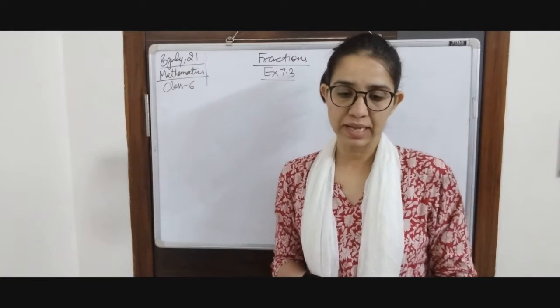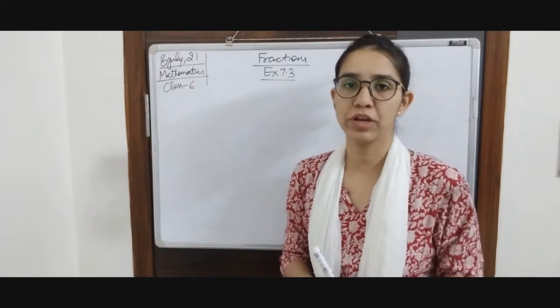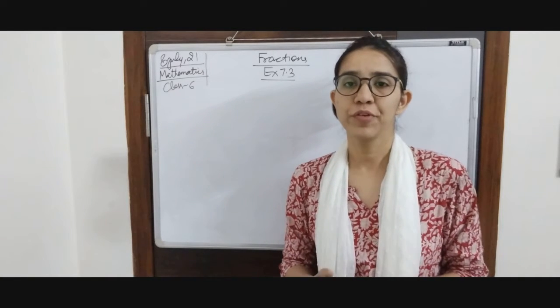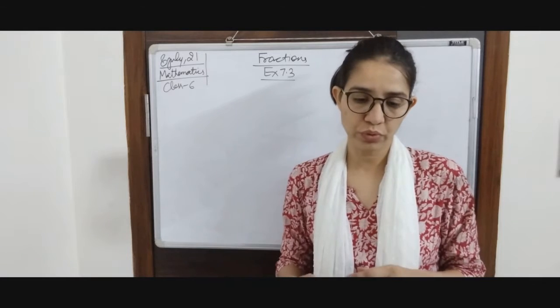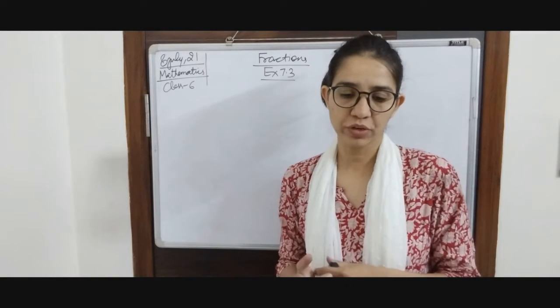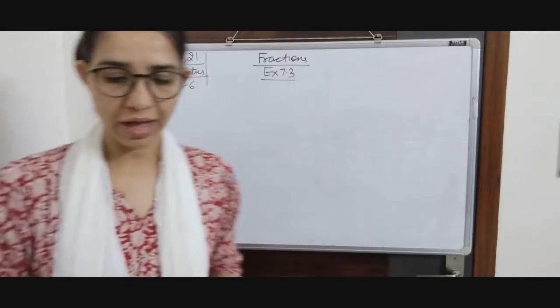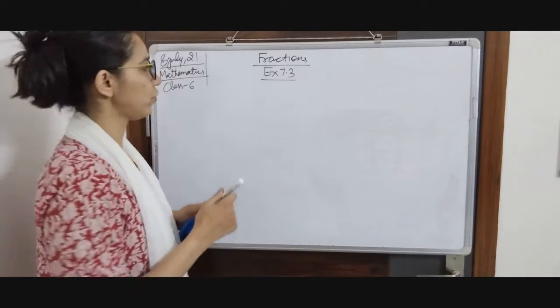In our previous class, we started with equivalent fractions and the simplest form of a given fraction. We did one question on that also. Now we are going to proceed with 7.3 question number 2. In question number 2, we have two rows, okay?